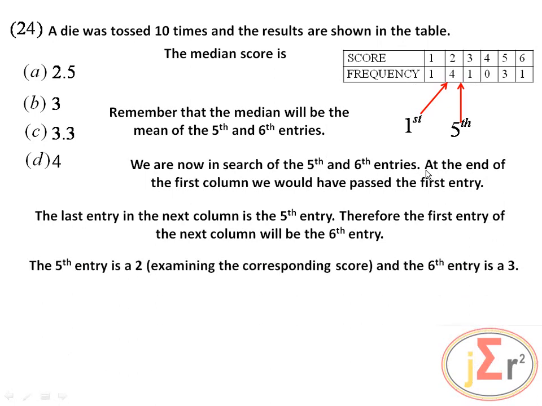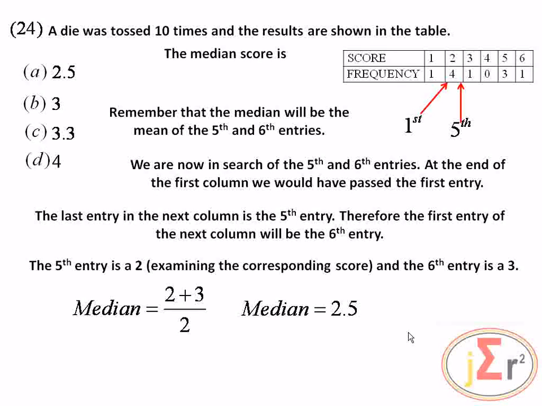So the 5th entry is a 2. Examine the corresponding scores. The 5th entry is 2, and then the 6th entry is a 3. So the median is 2 plus 3 divided by 2. So the median is actually 2.5, and that is represented by option A.